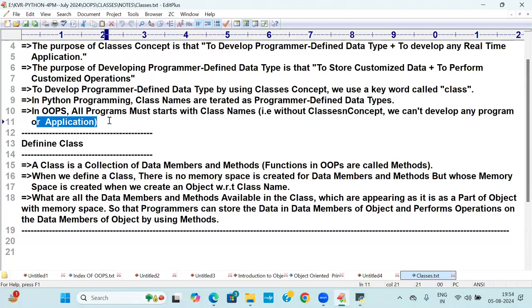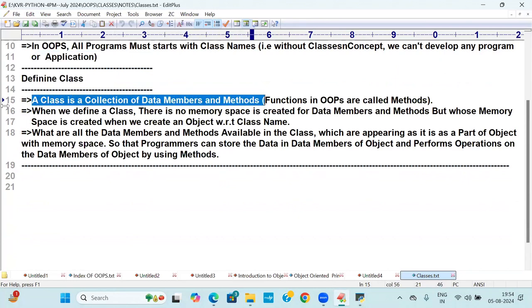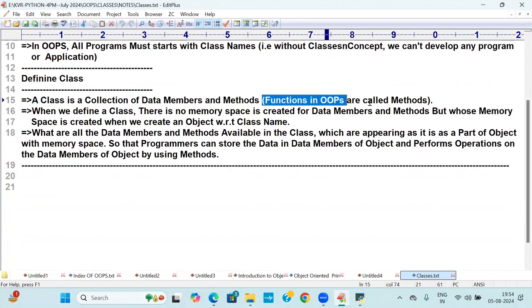Point to point, whatever is explained, everything word to word. Definition of a class: a class is a collection of data members and methods. Functions in OOPS are called methods.